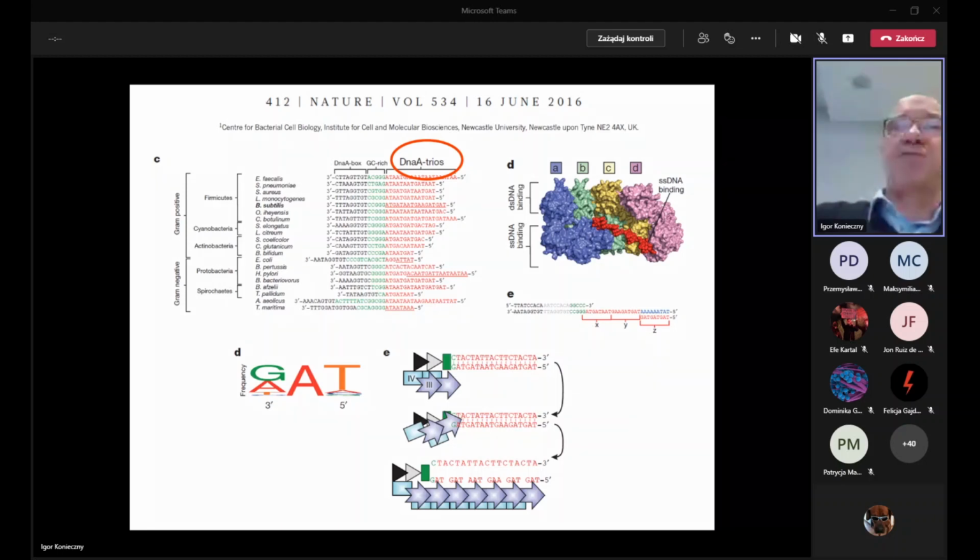Okay, and then we discussed different sites for interaction with DnaA, and you remember that those sites were ATP and ADP dependent, and DnaA in two different forms can bind different sites. Also at the end of the lecture, I pointed out your attention on DNA trios, which are specific sequences important for the opening reaction.